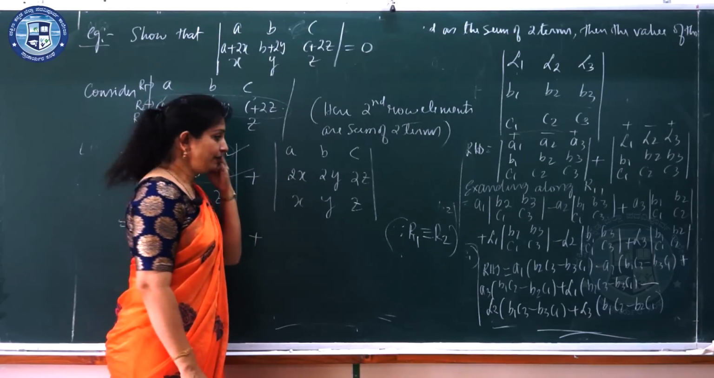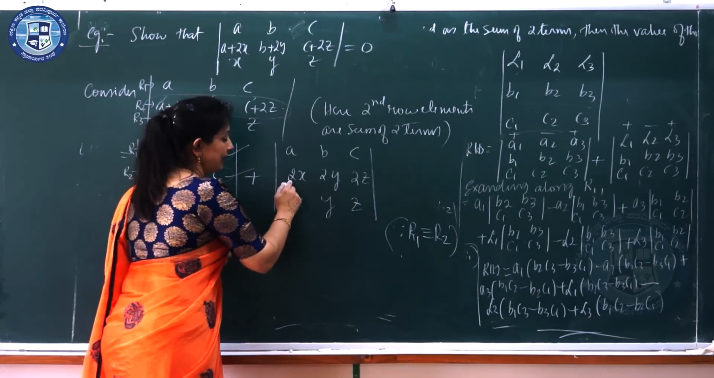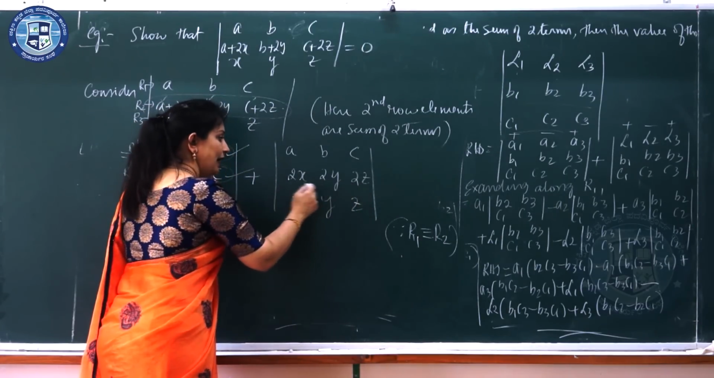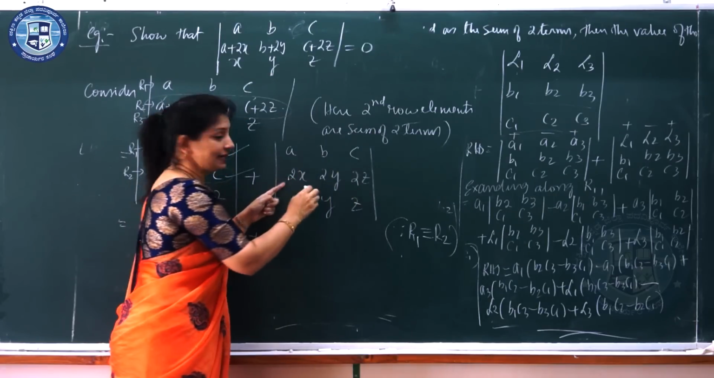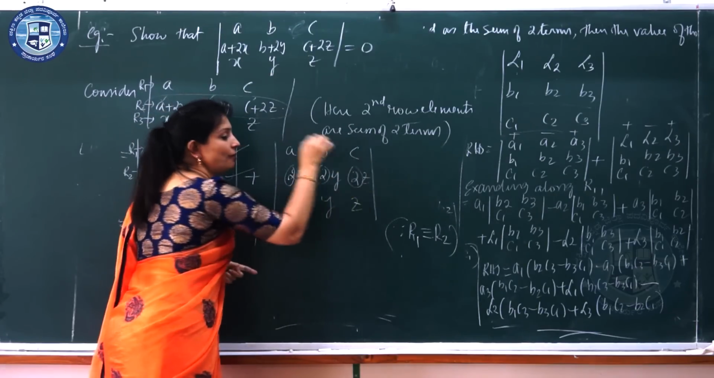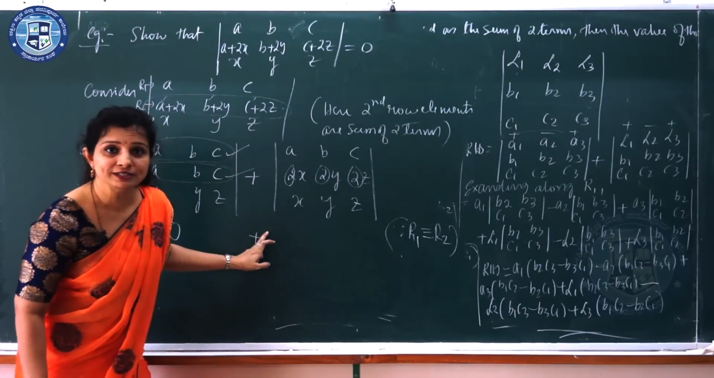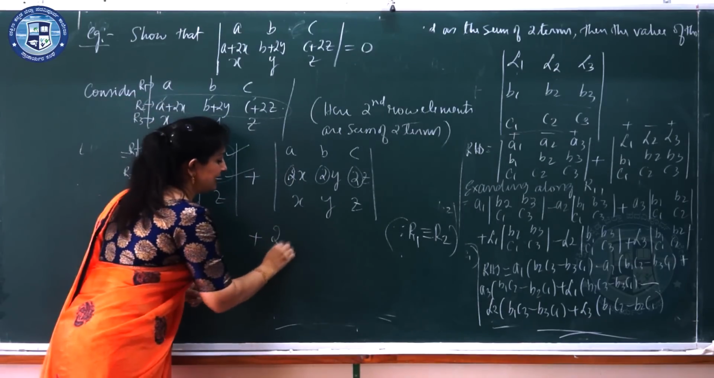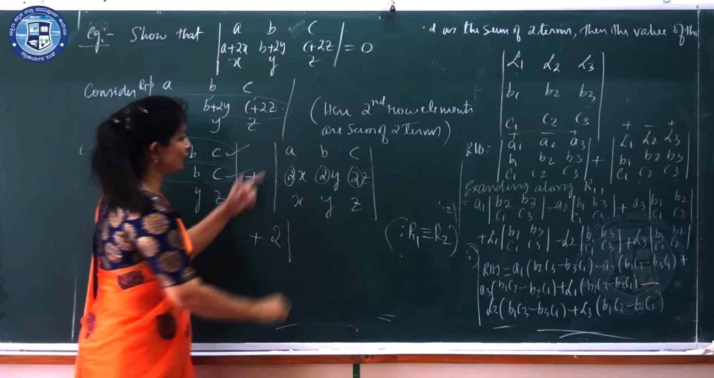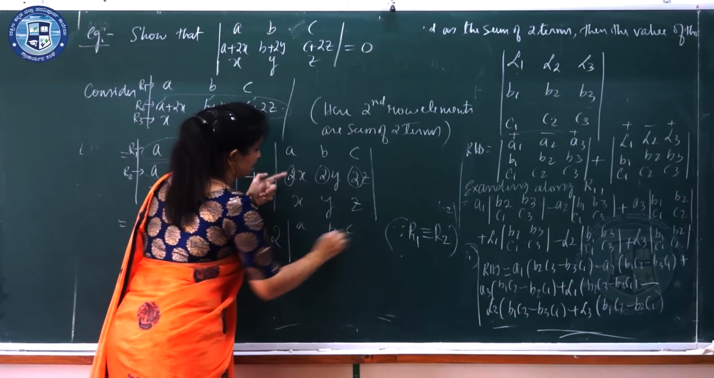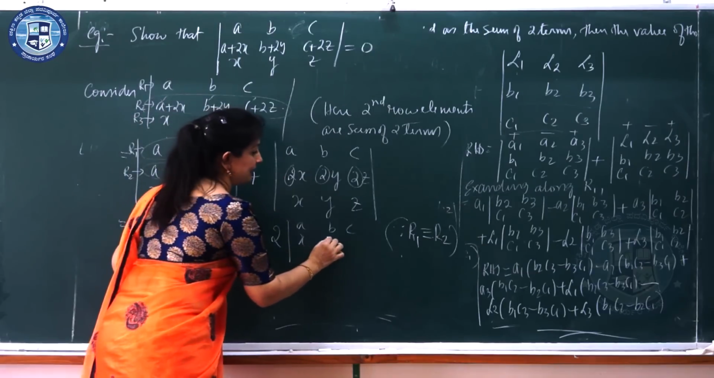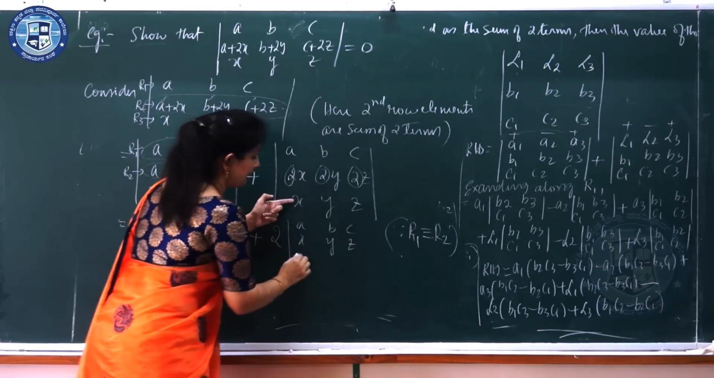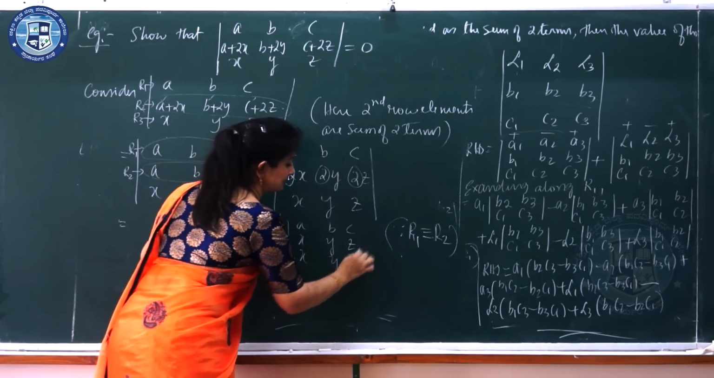Here you can observe that the elements in the second row have the common factor 2: 2 into x, 2 into y, 2 into z. So, this 2 is a common factor. Can we take 2 outside here? Yes. It is written as 2 into the determinant of A, B, C, x, y, z. 2 is taken out, so only x, y, z are left.